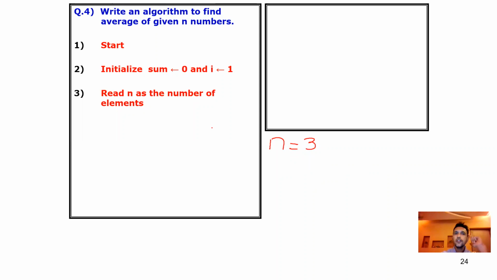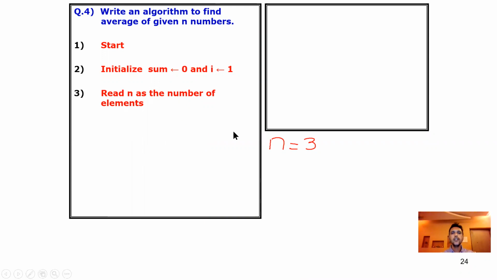3 numbers, very good. Okay. So now what we'll do one by one, I repeat, one by one, we'll take the 3 numbers from the user, we'll find the sum, and later on we'll find the average. So now I'll show you step number 5, 6, 7. First, let me write those steps and then I'll explain you. Don't worry if you don't understand them right now.